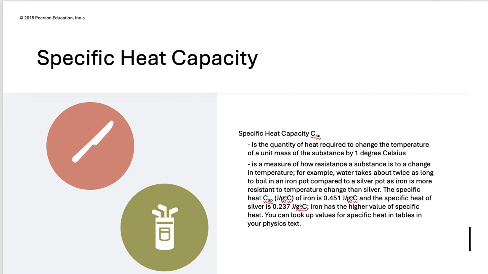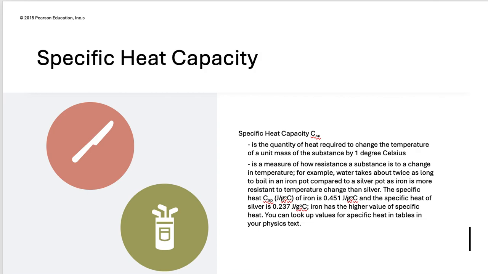Finally, let's look at specific heat capacity. Specific heat capacity is known as C sub SP for short. It is the quantity of heat required to change the temperature of a unit mass of the substance by 1 degree Celsius. It is a measure of how resistant a substance is to change in temperature.